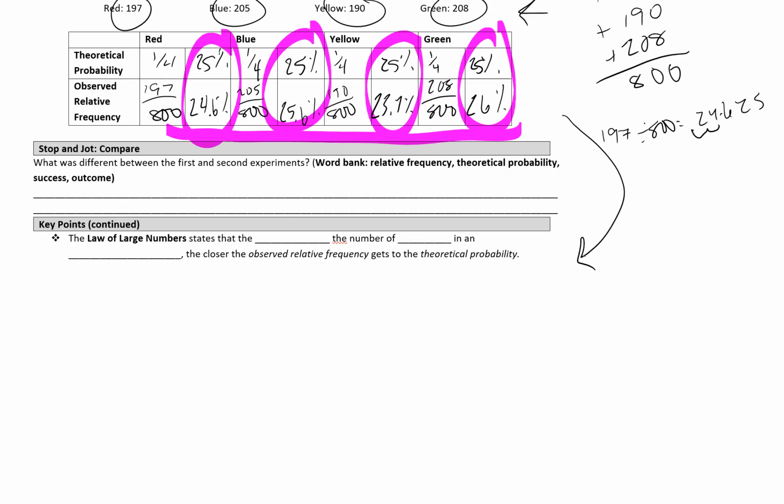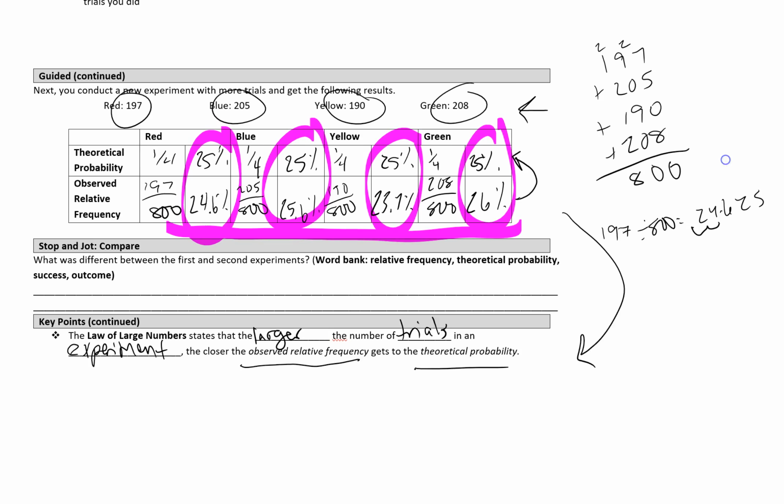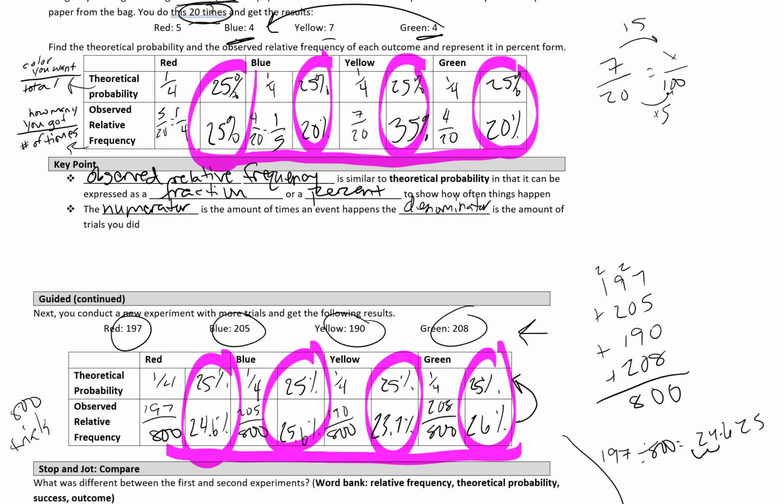But basically, the law of large numbers states that the larger the number of trials, remember, trials is just when you do the experiment, so the higher the number of times you do an experiment, the larger number of trials in an experiment, the closer the observed relative frequency gets to the theoretical probability. And if we look back, that's just what we saw. Our observed relative frequency was closer to our theoretical probability when we had more trials. Here we had 800 trials than the first time where we only had 20 trials.